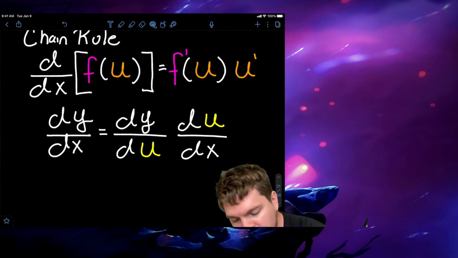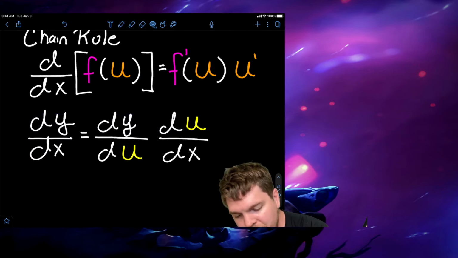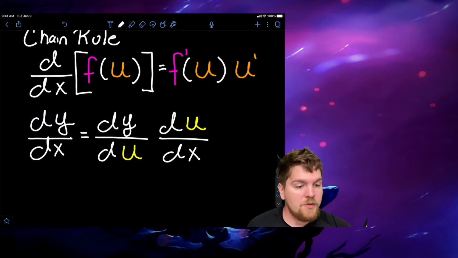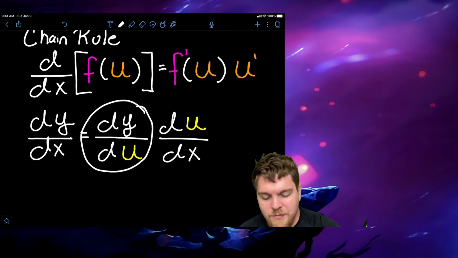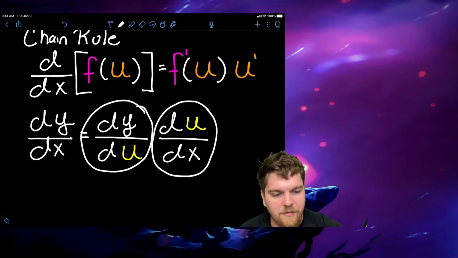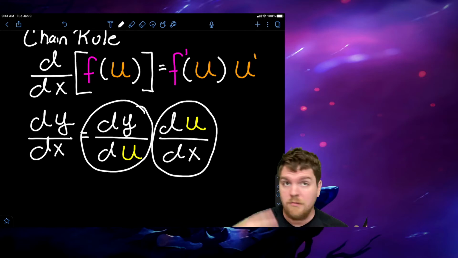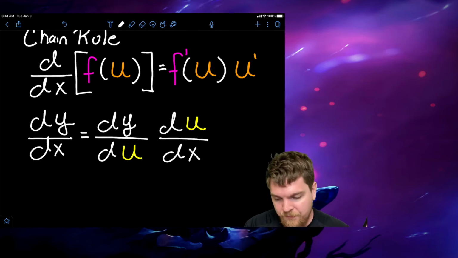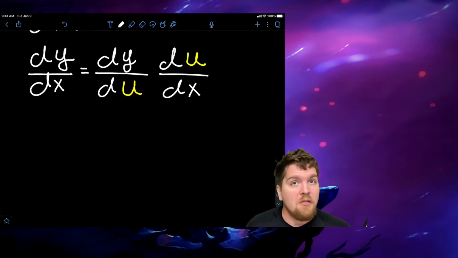And notice that if you treat each of these differentials as if they are factors of a fraction, you will see that the du's cancel and you're left with just dy dx. But it is saying I'm taking the derivative of the outside function with respect to the inside function, and now I'm multiplying by the derivative of the inside function. So either of these representations of the chain rule give you the same exact thing. So let's go ahead and try an example involving the chain rule.